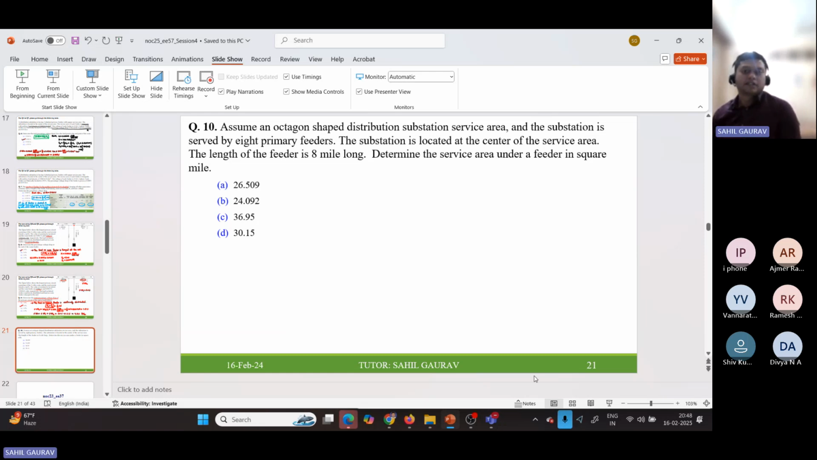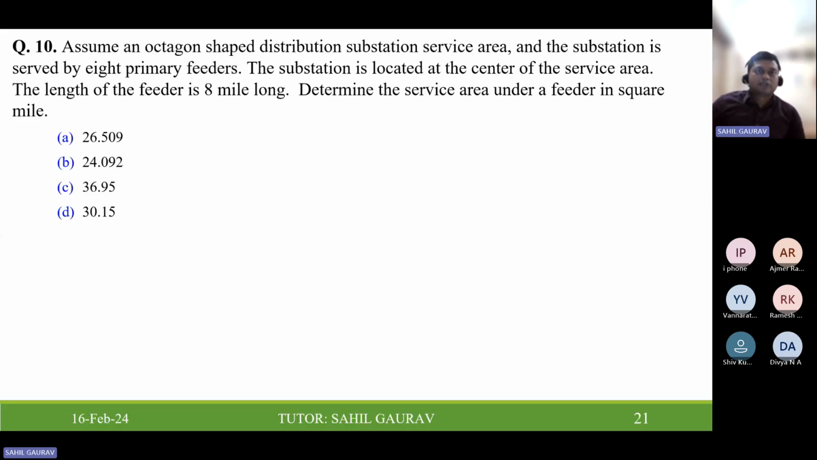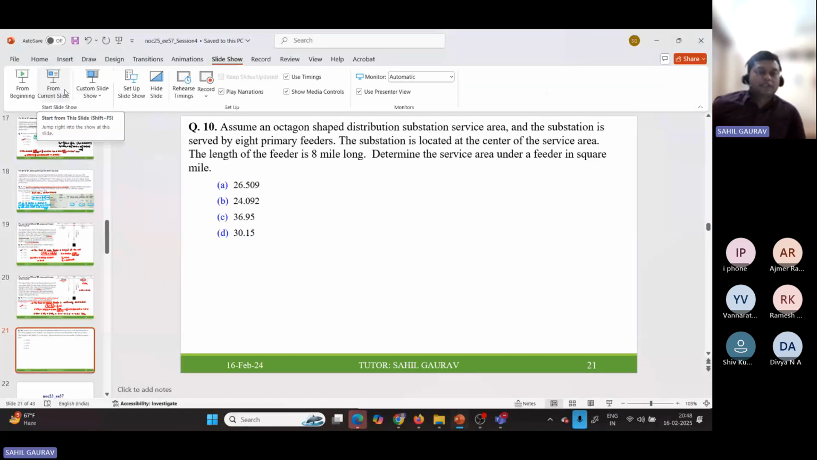In this problem, they have told you to consider an octagon shaped distribution substation service area, and the substation is served by 8 primary feeders. The substation is located at the center of the service area. The length of each feeder is 8 miles. Determine the service area in square miles.